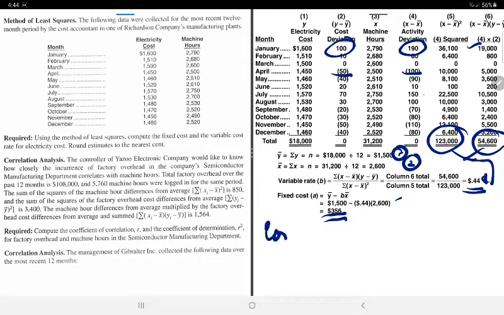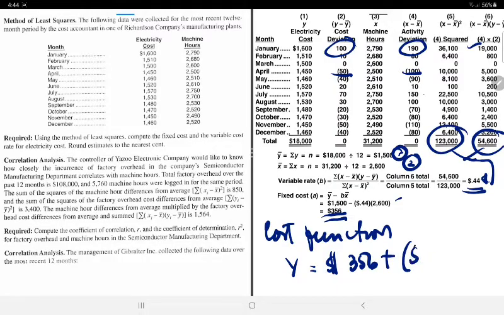So what is our cost function? Y is equal to 356 plus $0.44 per, what did we use as X, multiplied by the machine hours. Okay, so that will be your cost function using the method of least squares.